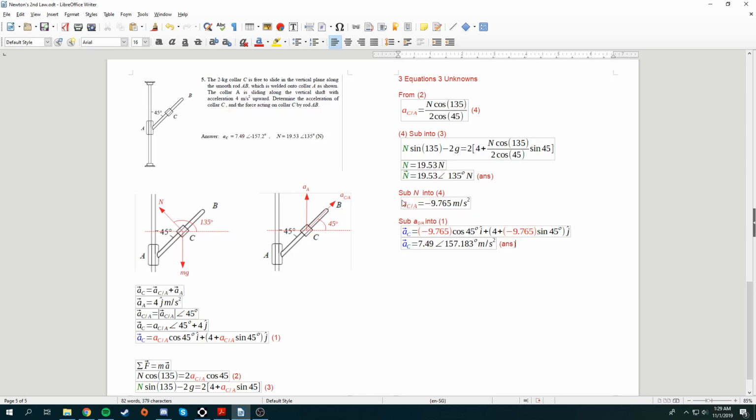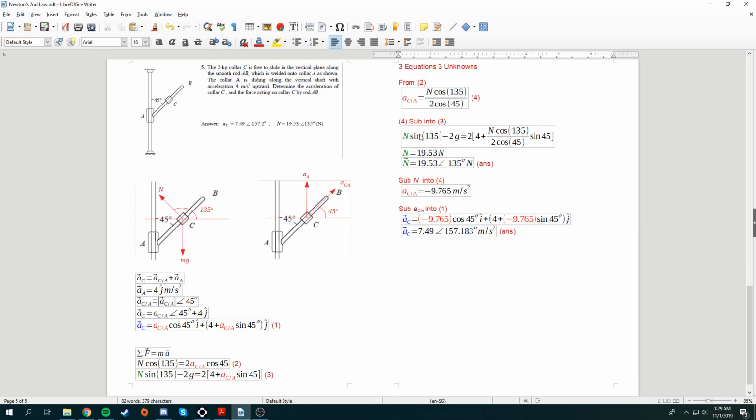Okay, next we'll substitute the value of N into equation 4 to find the acceleration of C from A, and we find this out to be negative 9.765 meters per second square. Now that we have a_C/A and a_A, we can easily find acceleration of C by subbing this into equation 1. And very simply, we know that acceleration of C is equal to 7.45 meters per second square in the 157.183 degree direction. So that's all for this question.